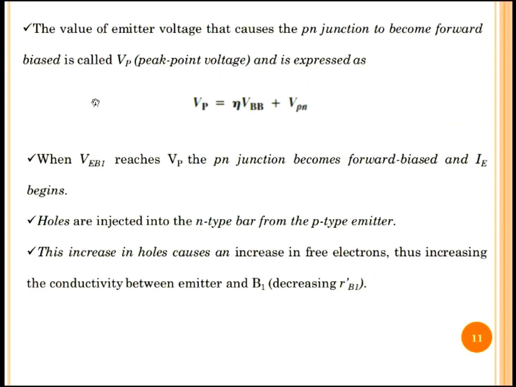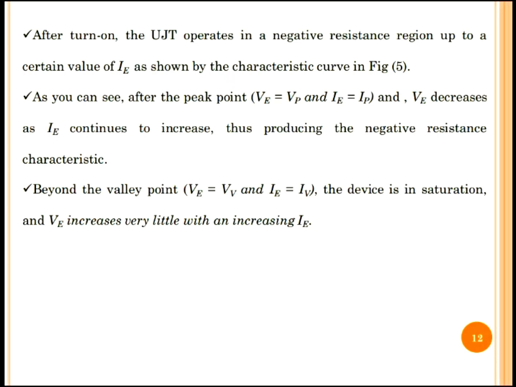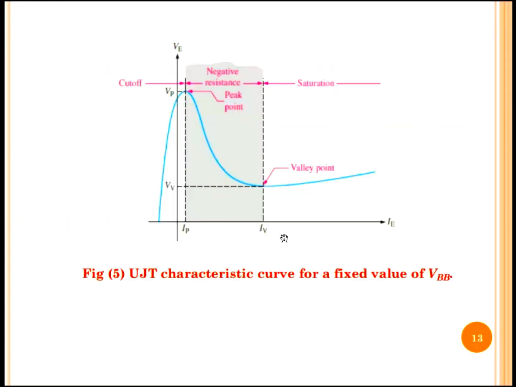As you see in the figure, after the peak point, VE equals VP and I equals IP, and VE decreases as IE continues to increase, thus producing the negative resistance characteristics. Beyond the valley point, VE equals VV, the valley voltage, and this is the corresponding current. The device is in saturation, and VE increases very little with an increase in the emitter current. So this is the region we talk about.